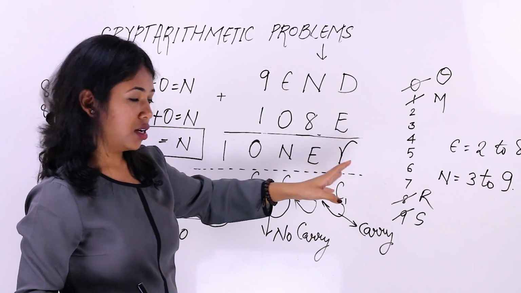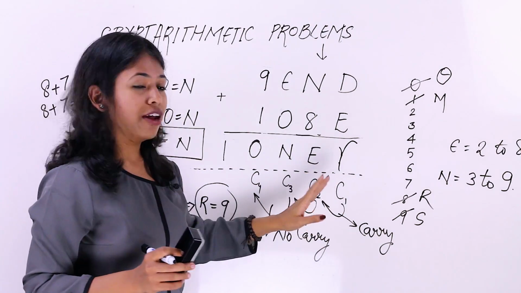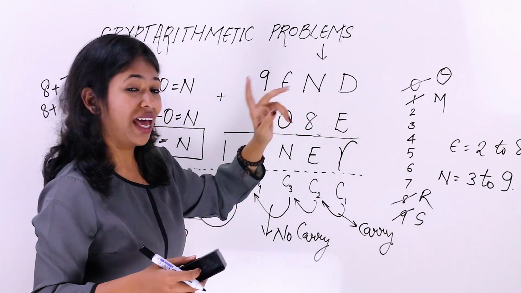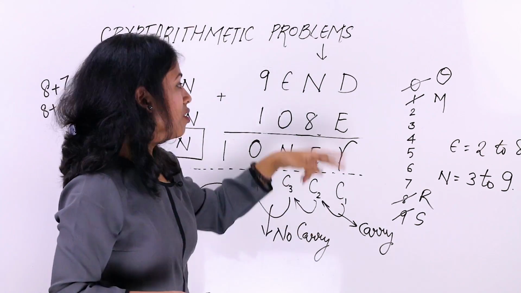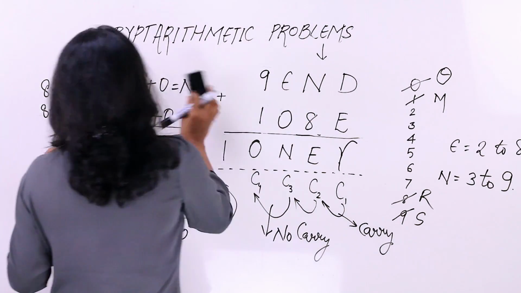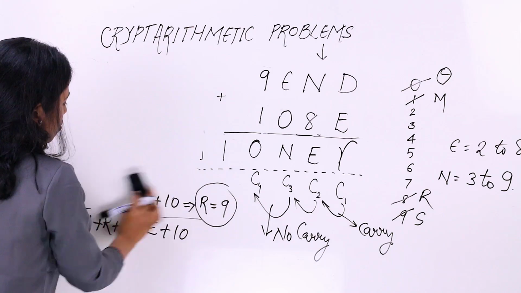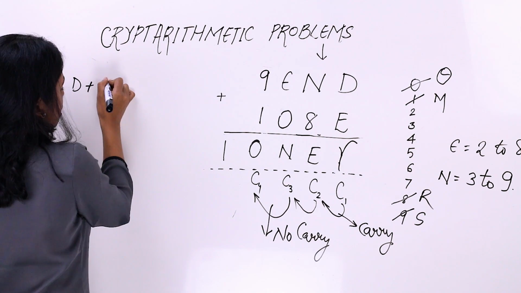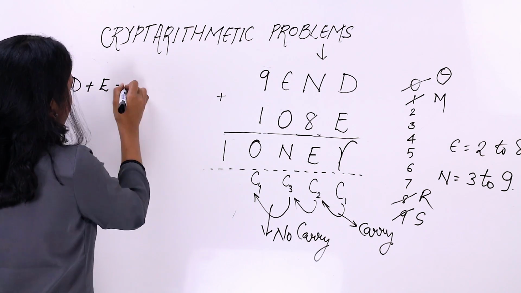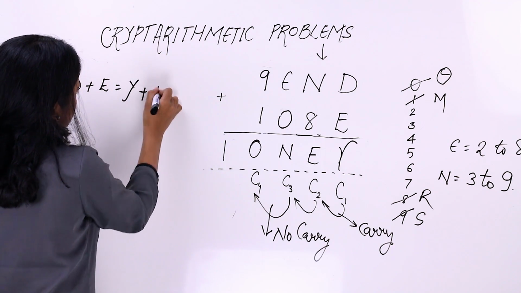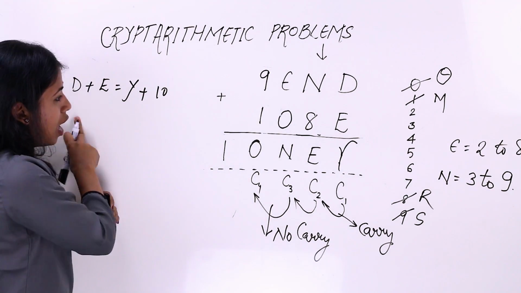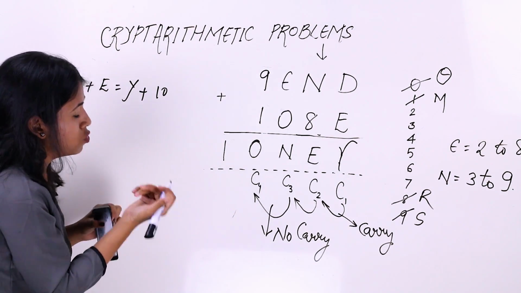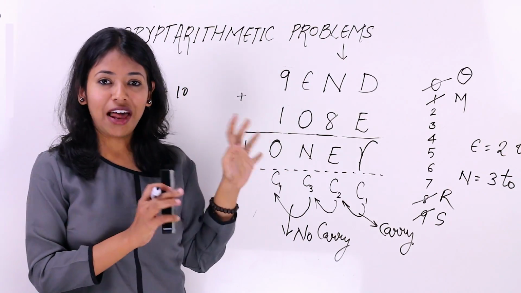D plus E is giving Y. Because there is a carry from C1 to C2, it essentially means that whatever Y is, the total sum which we'll get out of D and E will be greater than 10. Then only there is a carry happening, right? So, let's try to solve this. We have D plus E equal to Y plus 10. Alright, now if D and E give a sum of Y plus 10, what can be the possible values of Y? So let's try to find out what is the value of Y.